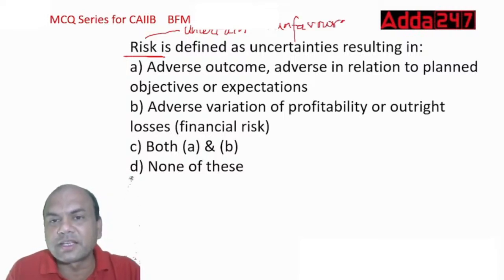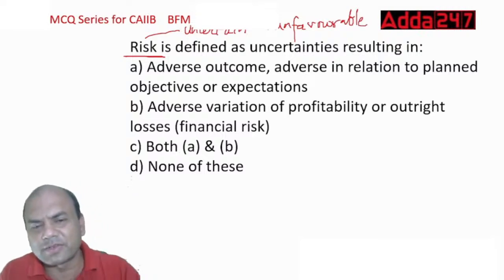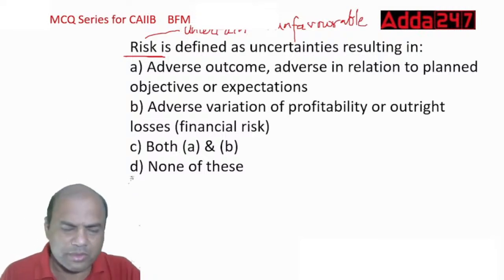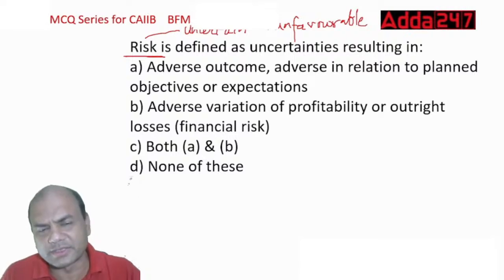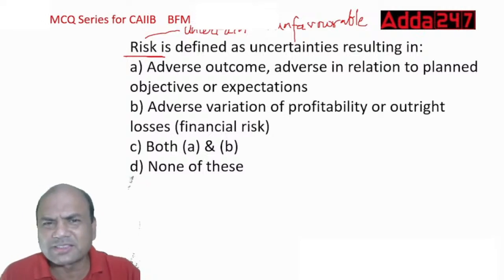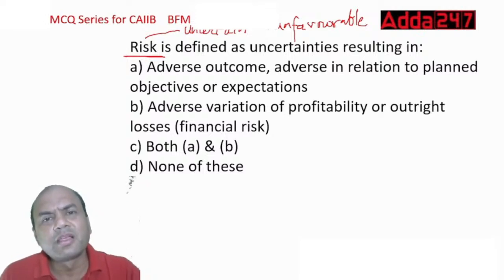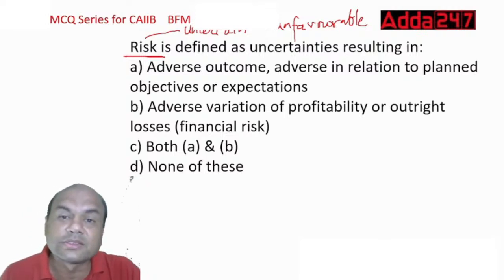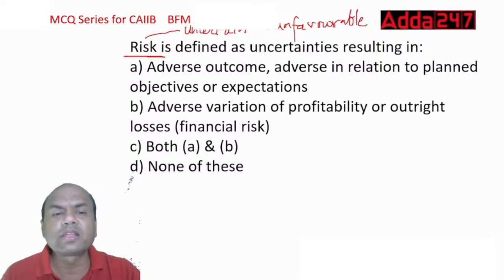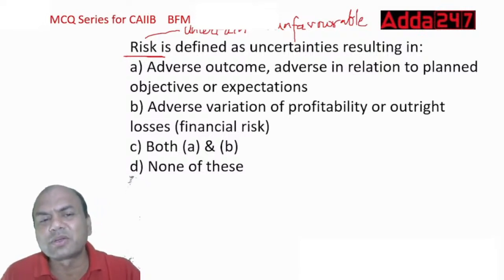Let's consider one simple thing. Suppose you buy a flat for 40 lakhs. Now the value of that flat goes up from 40 lakhs to 70 lakhs. Are you at risk? No, not at all. Risk is when the value of that flat goes down from 40 lakhs to 30 lakhs. Then you are at risk. So it is unfavorable. Adverse means not in my favor. So the answer is both, isn't it?